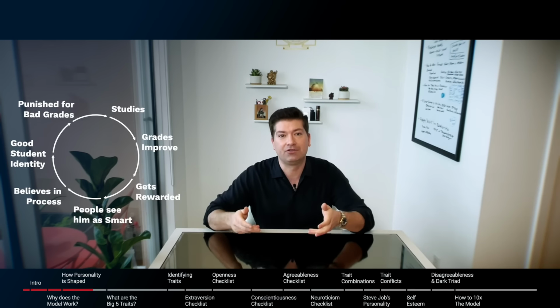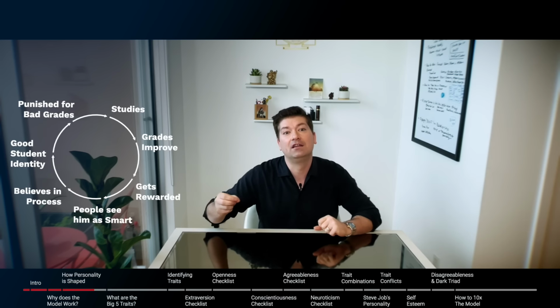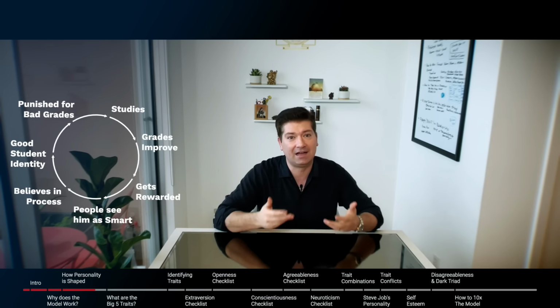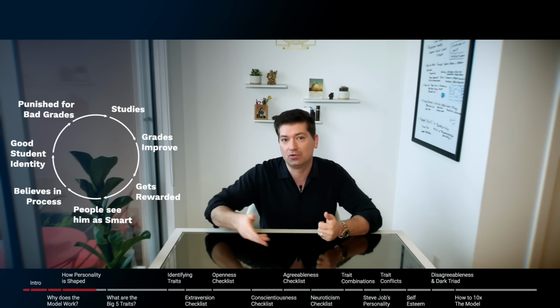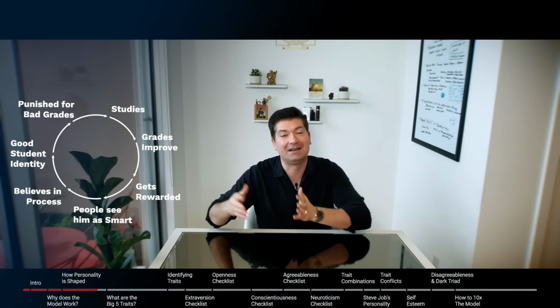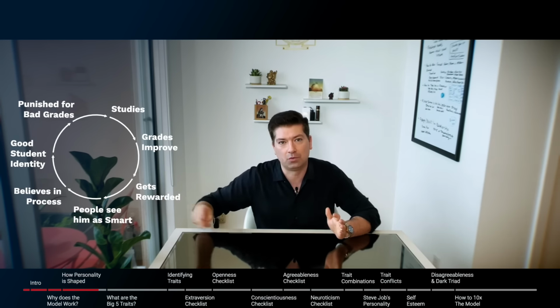He's going to get better test grades. He's going to get rewarded. He's going to learn that studying works, so he's going to have a positive belief system about studying. He's going to get positive feedback from the other people at school, like his teachers. Other people are going to see him as smart, so it's going to validate that this is a good way of moving forward in the world.